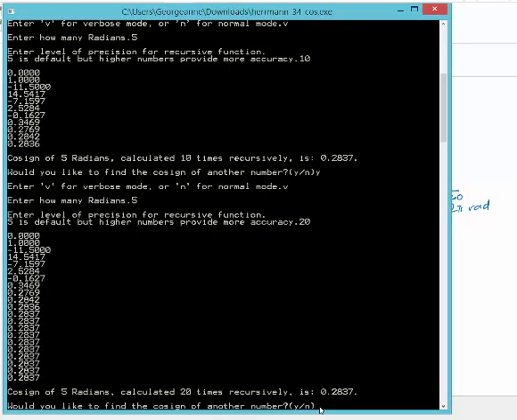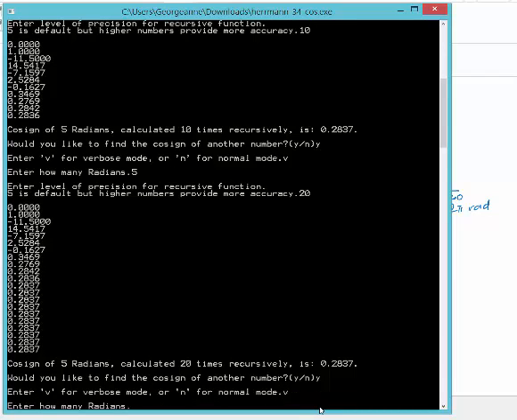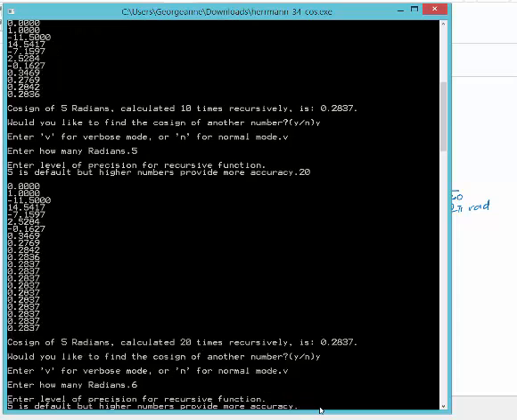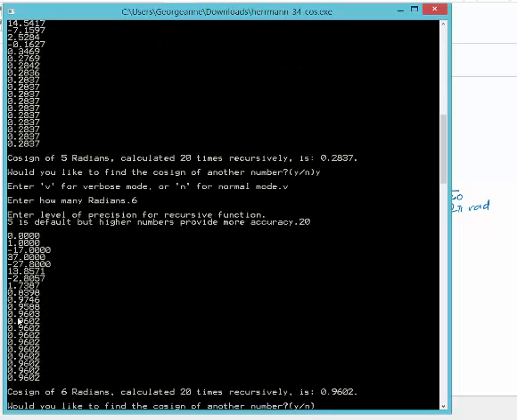Do I want to do this again? Yes. And I'm going to watch all of the terms. So let's say 6 radians this time, and I'll say 20 terms. So 5 radians got the right answer at about here. 6 radians takes maybe a little bit longer. But if I didn't have enough terms, I will get some really terrible answers.